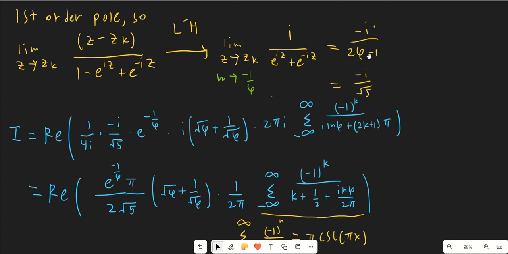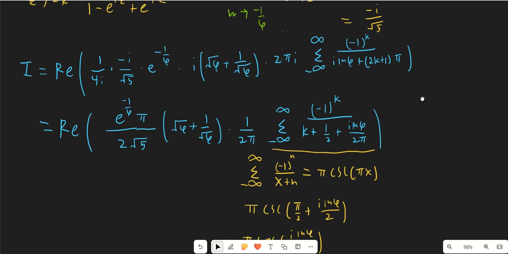And to get this 2 phi minus 1, I just did some manipulations with the golden ratio, using the fact that phi squared equals phi plus 1, and phi minus 1 equals 1 over phi. Finally, we can go ahead and plug everything in.